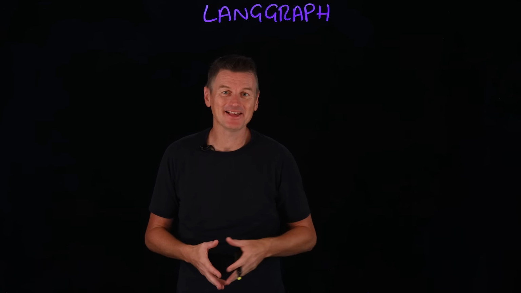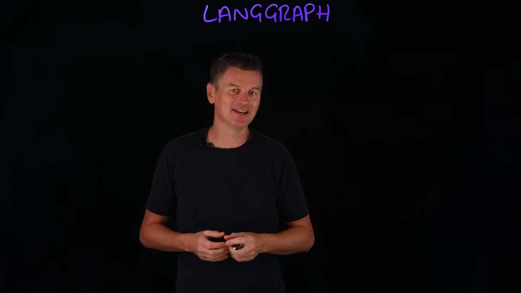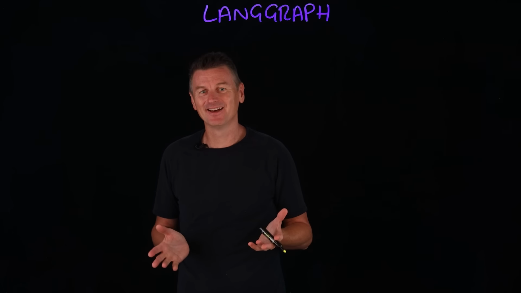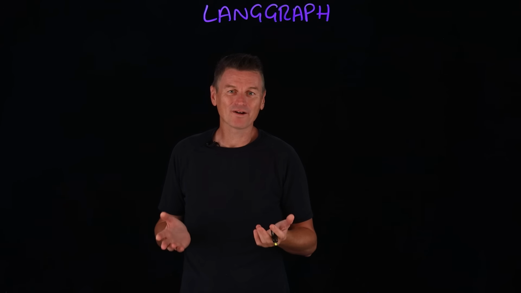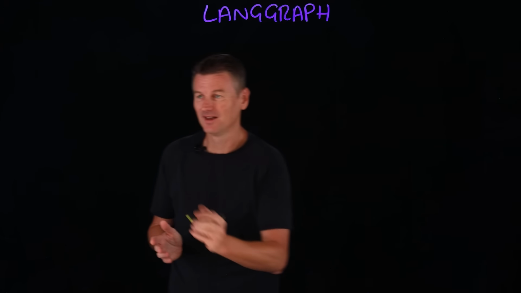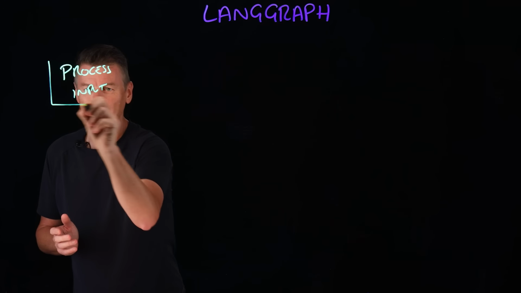Okay, now let's introduce LangGraph. LangGraph is a specialized library within the LangChain ecosystem, specifically designed for building stateful multi-agent systems. It can handle complex, non-linear workflows. So let's consider a task management assistant agent. Now, the workflow here involves processing user input. So let's start there. Process input.